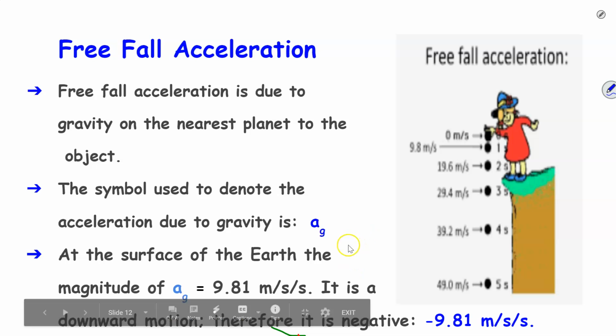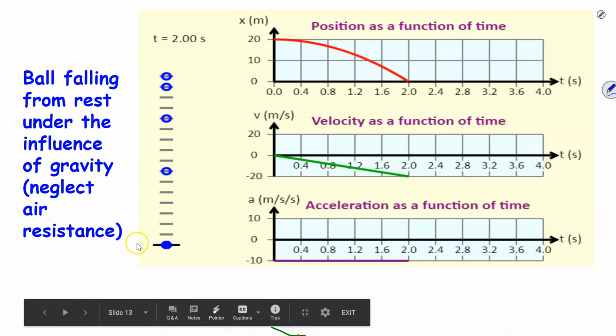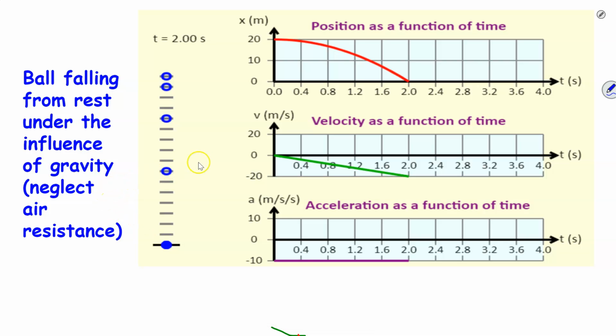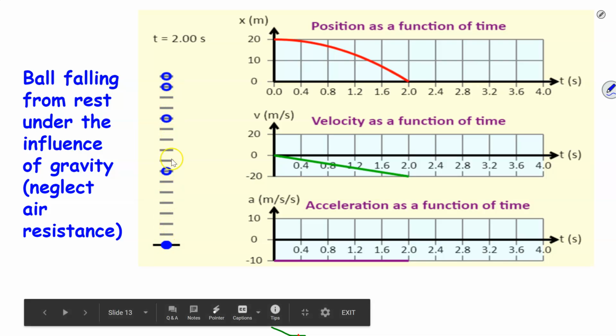Okay? Now, when we look at this, since it's a downward motion, down in physics is negative, we say acceleration due to gravity on Earth is a negative 9.81 meters per second each second. So this would be an example of a ball falling from rest under the influence of gravity. So we can see every second it increases its displacement because it's speeding up as it is falling.